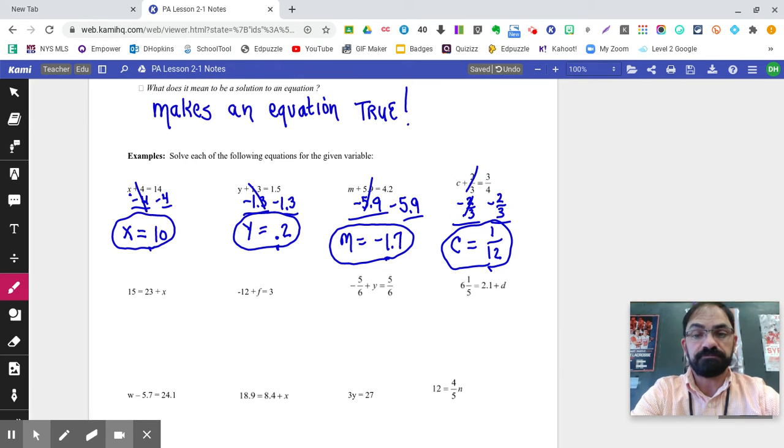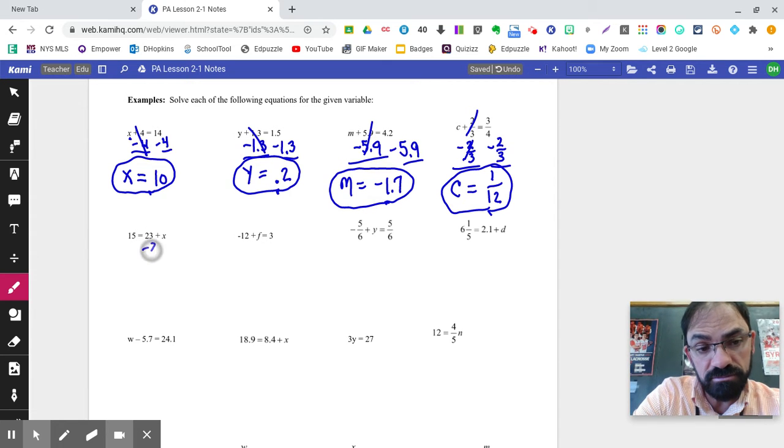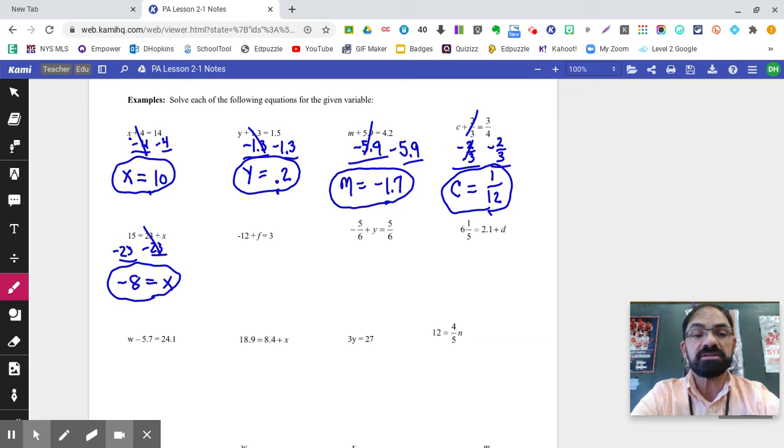Okay, moving on. This one looks a little different because x is on the other side of the equal sign. And that's okay. Again, what's on the same side of the equal sign as x is 23. So to get rid of it, subtract it. So -8 equals x. And I can rearrange that. I can say x equals -8 if you'd like.